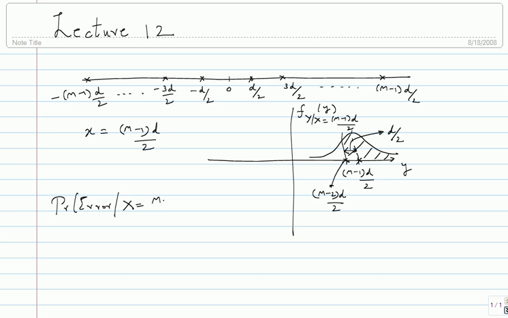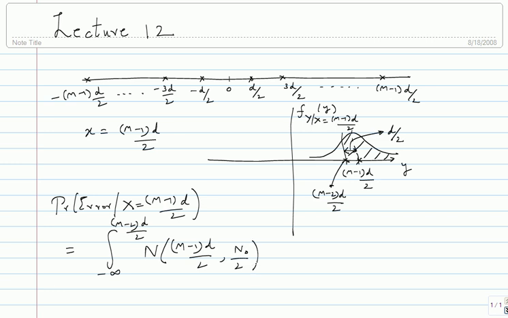So probability of error given x equals m minus 1 d by 2 equals what? The integral from minus infinity to m minus 2 d by 2 of the normal PDF with mean m minus 1 d by 2 and variance N naught by 2. You can either use one of your standard formulas or do a change of variables, convert it into a suitable unit Gaussian and then find the actual distance. You can show this is equal to Q of d by 2 over root N naught by 2, where root N naught by 2 is the standard deviation and d by 2 is the distance from the mean.